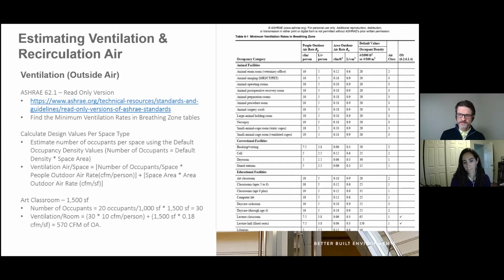the first thing we need to do is figure out what the design occupants should have been to calculate the ventilation rates. And so there are default values given in this column here, density values. So for the art classroom it is 20 per 1,000 square foot. And so you just multiply that times the square footage in your space. So in this case, it's 1,500. And so the total occupants is 30. That's what I use to calculate the required ventilation.